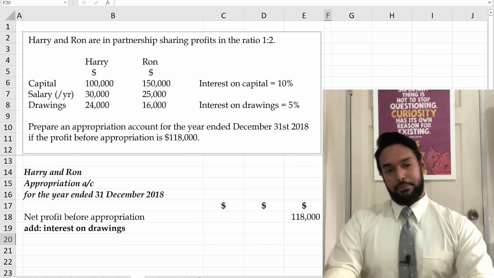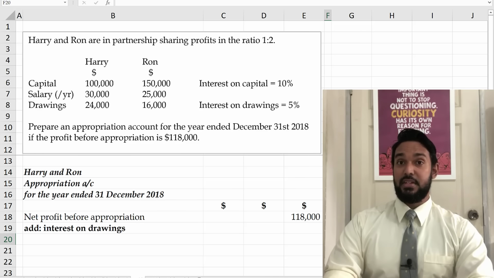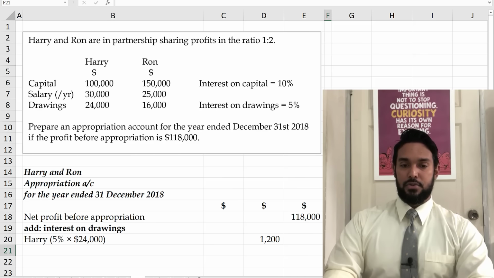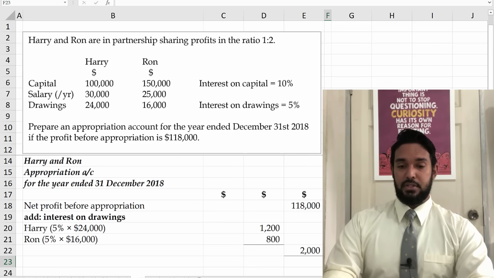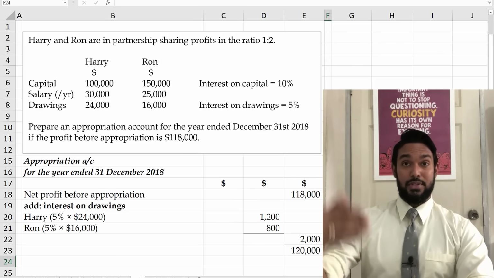All right, let's take a look. So Harry had 24,000 worth of drawings at 5%. So 5% of 24,000 will give us 1,200. Ron at 16,000 at 5%, then that's 800, right? 1,200 and 800 is 2,000, which means when you add that to your net profit, you're going to get 120. And that is now what you're going to be using to appropriate.